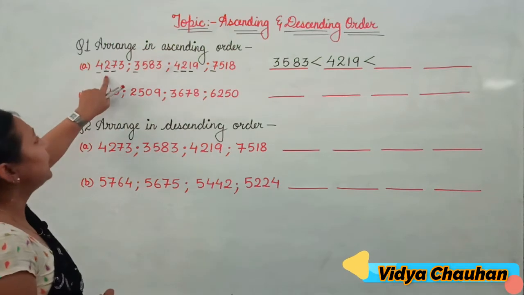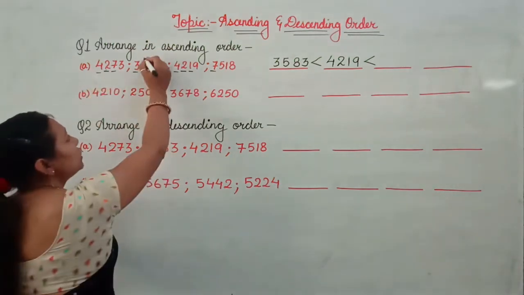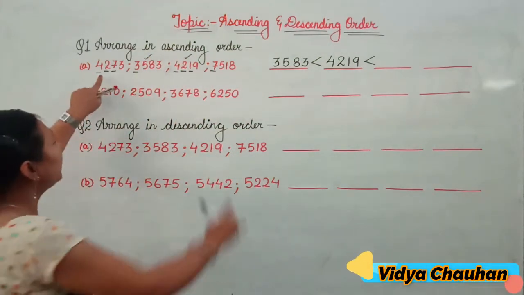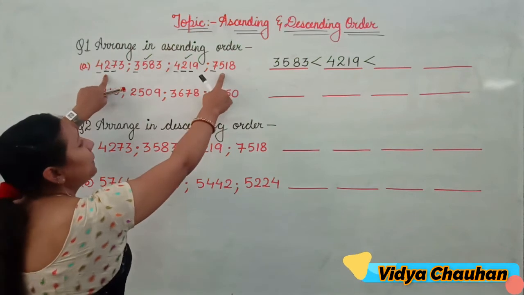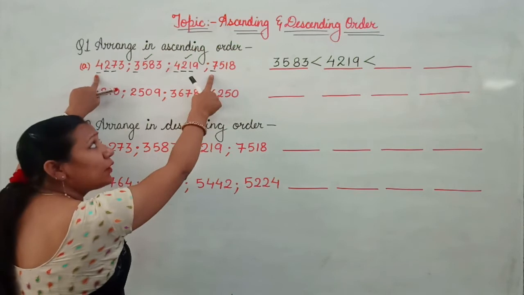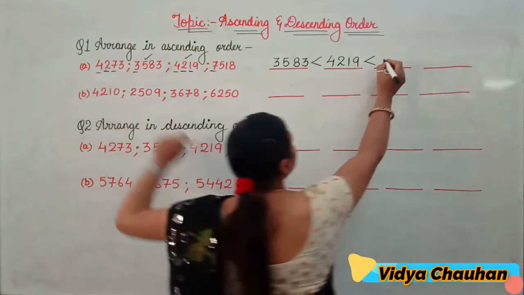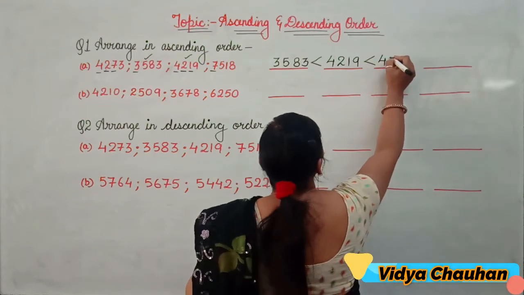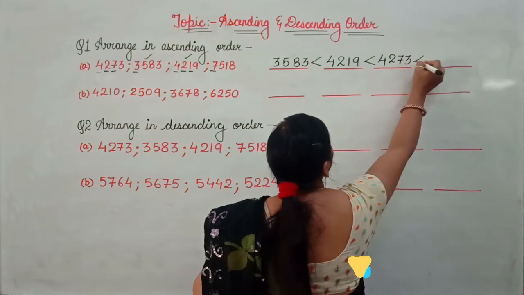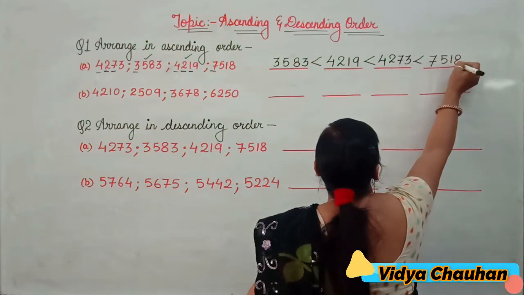After that the next number will be 4273. These two numbers we have already arranged in ascending order. Now we are left with these two numbers. When we compare them, here it is 4000 and here it is 7000. So this is greater and this is smaller. So in the next block you will write 4273 and the last number will be 7518.